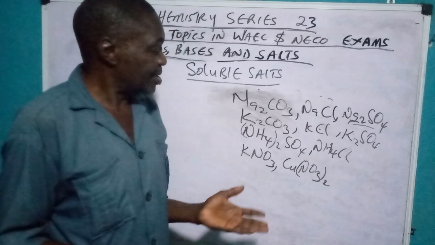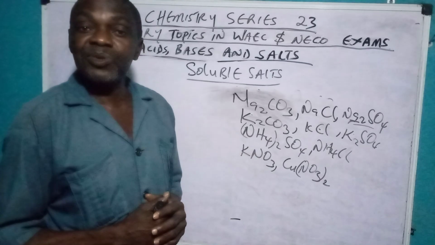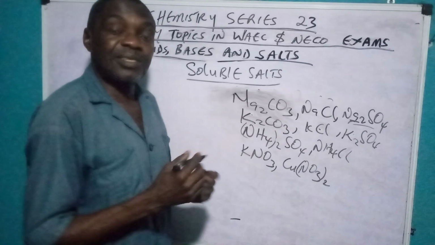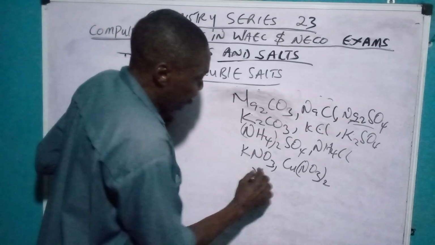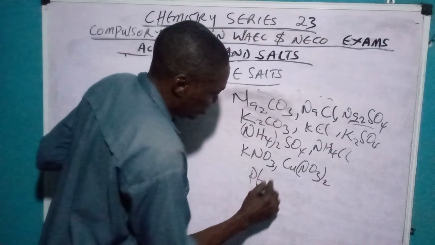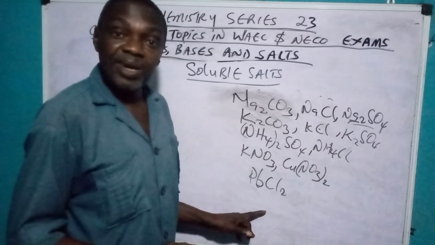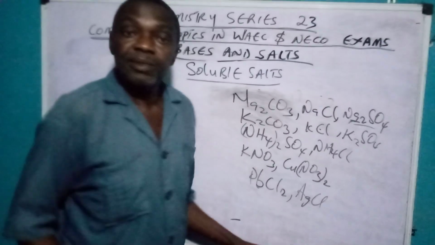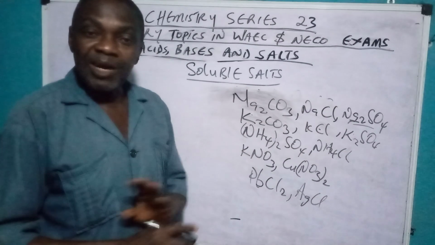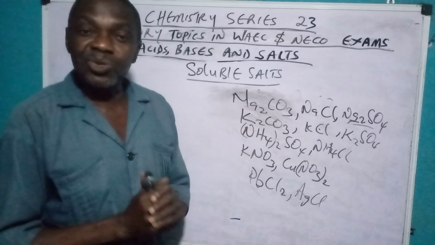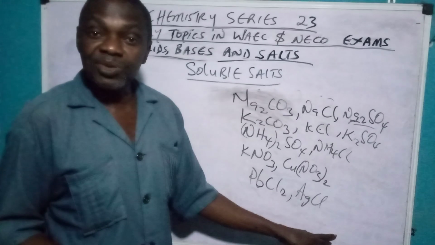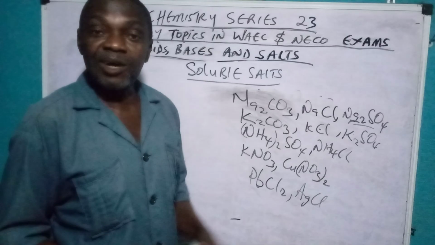Then there are some salts that are insoluble. In our next video, we'll discuss that. However, any salt that does not contain lead chloride, silver chloride, or mercury chloride, Cu2 chloride, they are all soluble salts. Remember, our topic is on soluble salts.